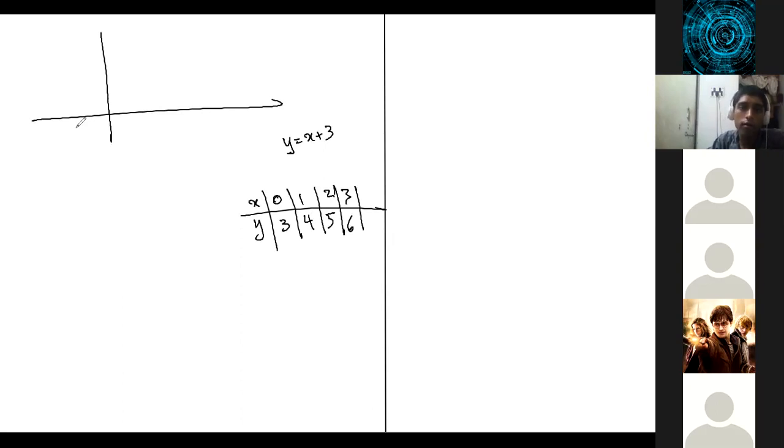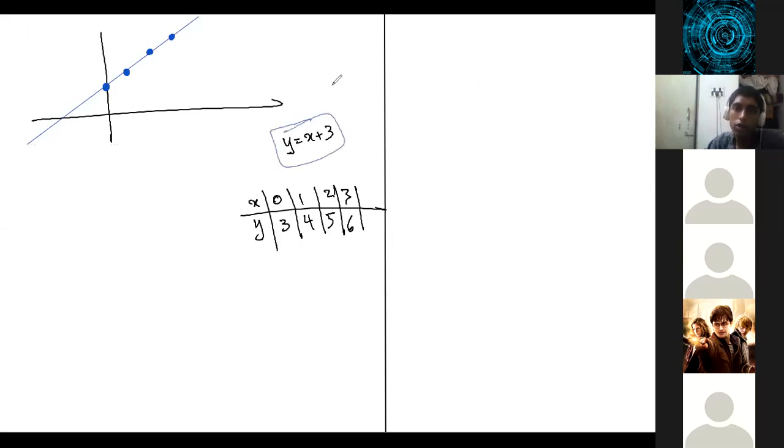What do you do after that? After that, we mark all those points. 0, 3 is somewhere over here. 1, 4; 2, 5; 3, 6. And what do you do after that? We join all the points. You join the points and you get a straight line here, but if you have more points, then you basically join the points to get the curve. This doesn't work only for a straight line, it works for any curve.